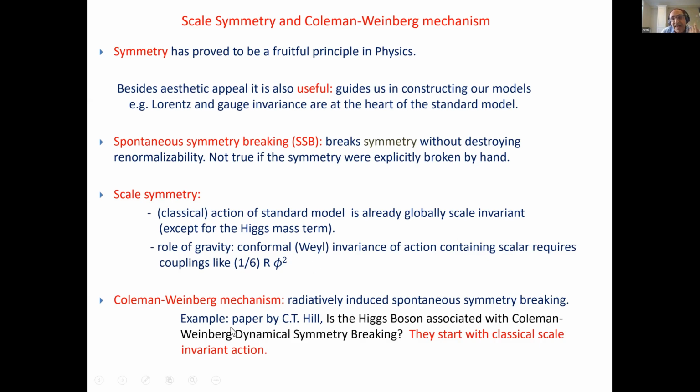A good example where this was used is a paper by Christopher T. Hill at Fermilab: Is the Higgs boson associated with Coleman-Weinberg dynamical symmetry breaking? What they do is start with a classical scale invariant action. So they have the Higgs term, but no mass. And then they generate a mass through these quantum corrections. It does not seem like it can predict the mass of the boson, but it would give it some mass. So that's how this idea has been used in the past.